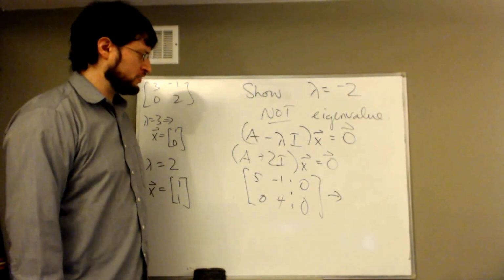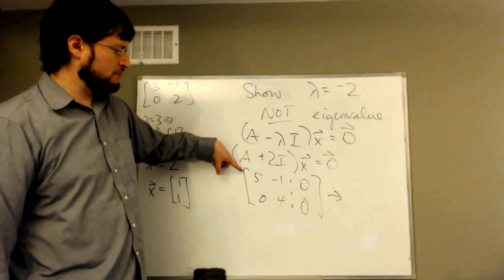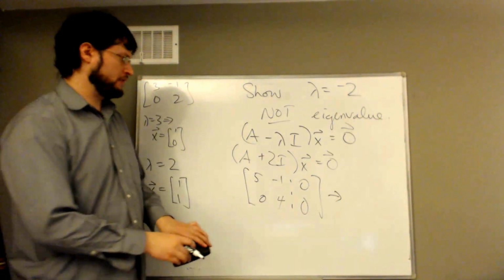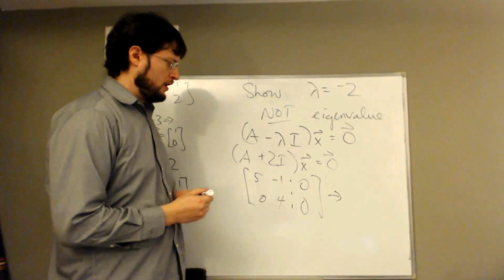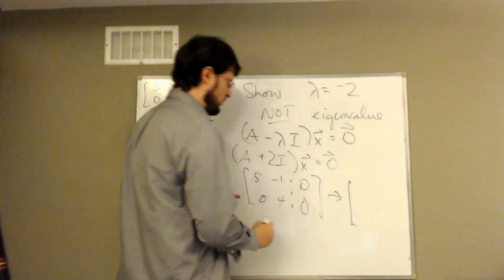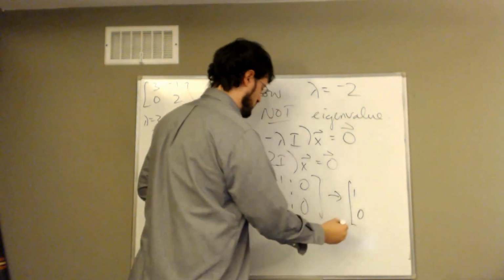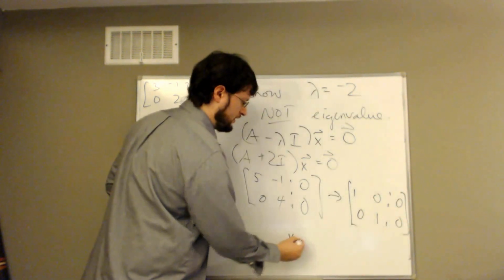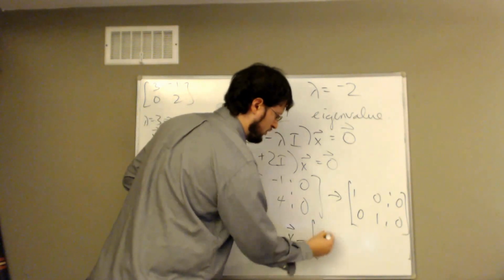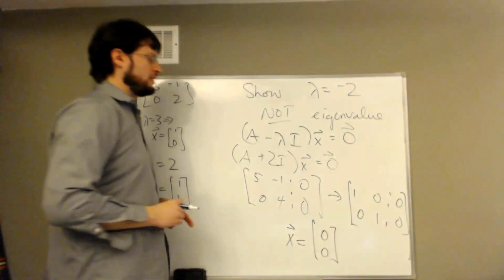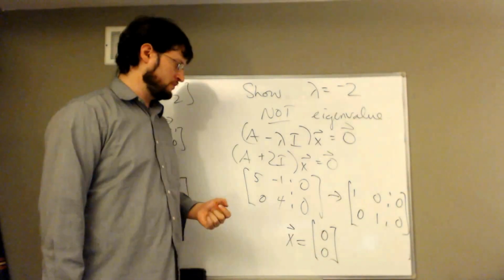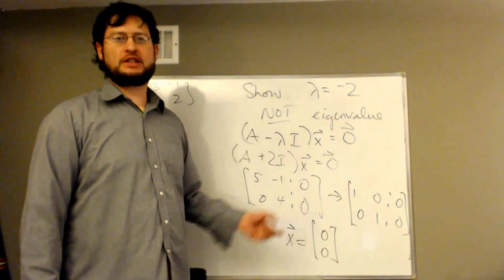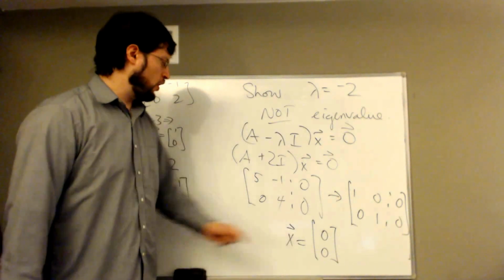And we ask, what does this row reduce to? In fact, it doesn't even matter. Let's see what happens. If we row reduce this system, what we get is 1, 0, 0, 1, 0, 0. And this says that the vector x is (0, 0). While it is a solution, it is the trivial solution to that system of equations. This is always going to work.